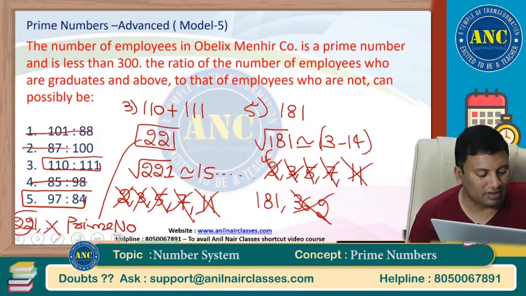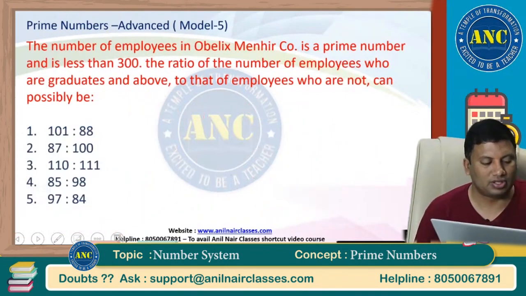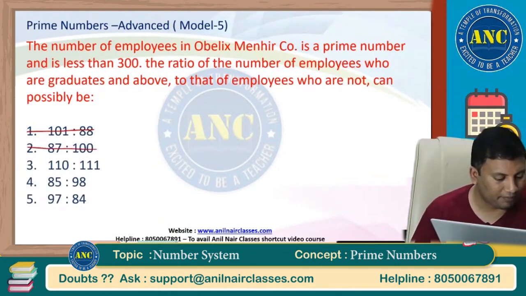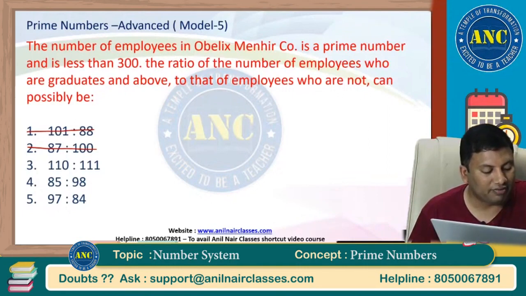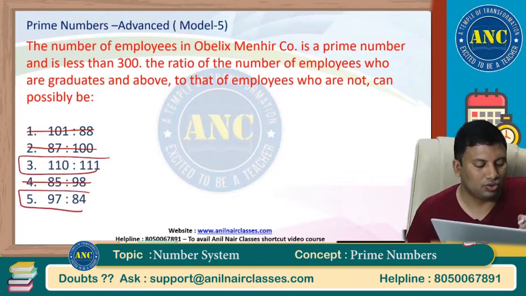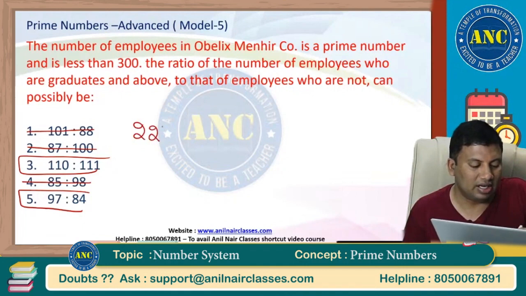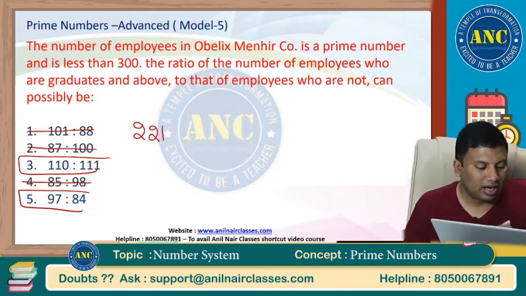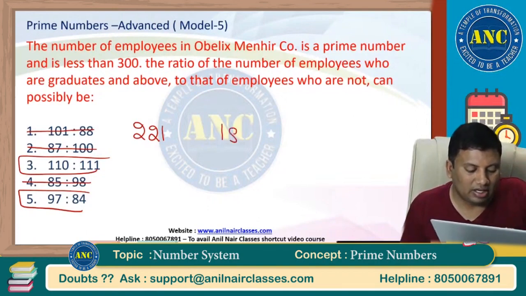So let us see, we are getting two answer options. 189 is not a prime number. 187 is not a prime number. 85 plus 98 is not a prime. 183 is not a prime number. So we are stuck in these two. Let us see if there is any number that is possible. It is 221 and this is nothing but 181.